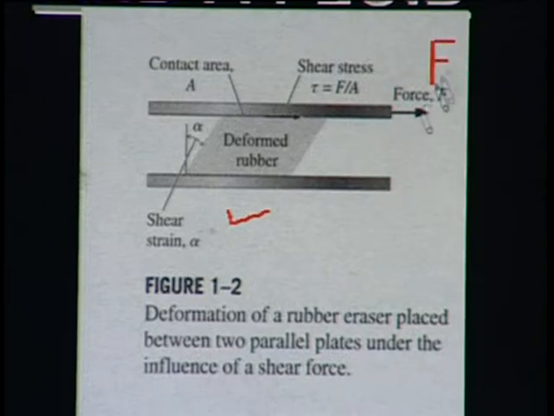Because of this force F, this rubber gets deformed. Depending on the magnitude, if this force is small, then if this force F is removed, it will regain its original position. If this force is applied, it gets deformed, and this deformation can be measured with this angular deformation, let us say it is alpha. And alpha is the measurement of shear strain. We have already studied in mechanics of solid that angular deformation is measured with the help of this angle, and this angle is known as the shear strain.